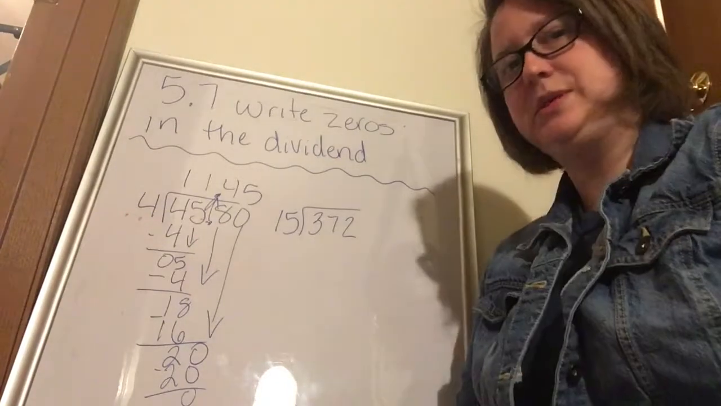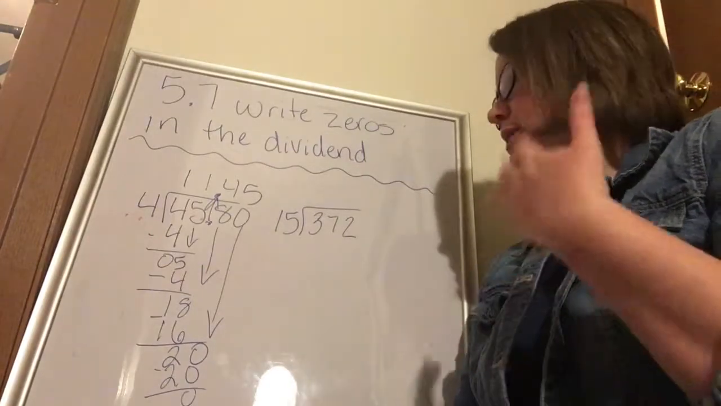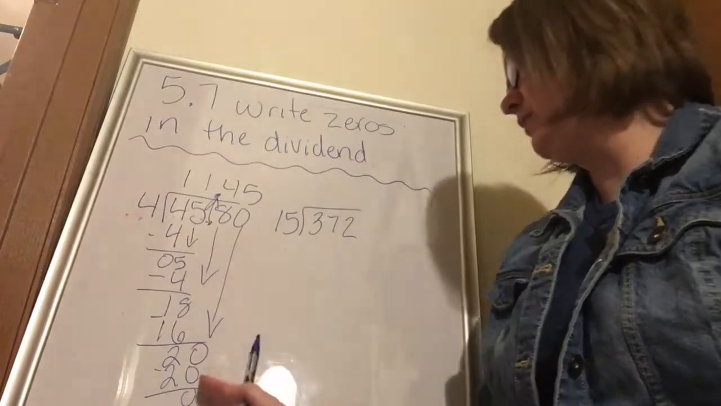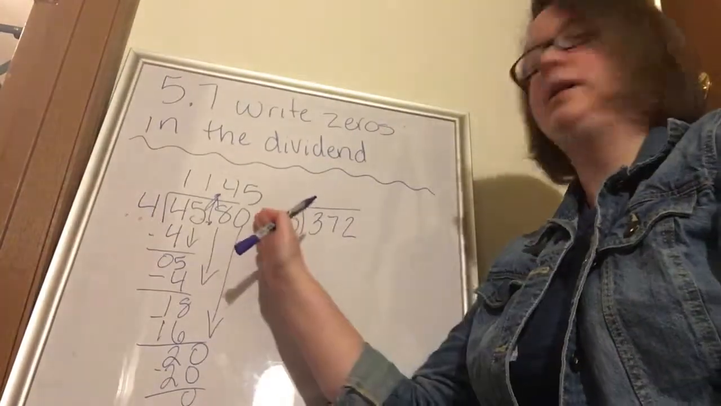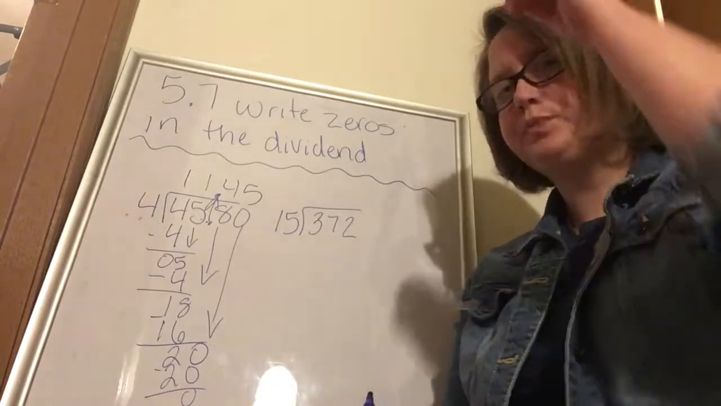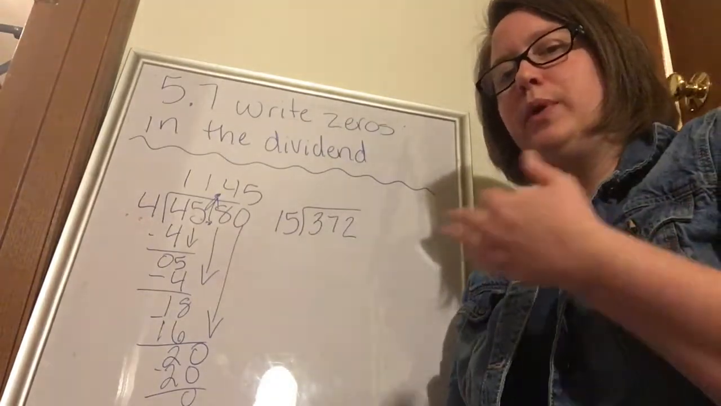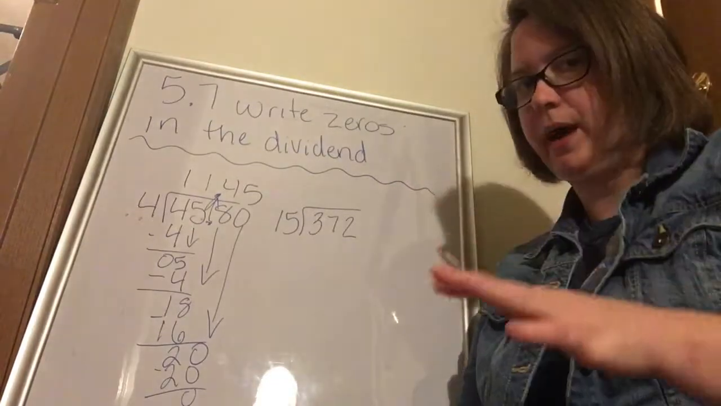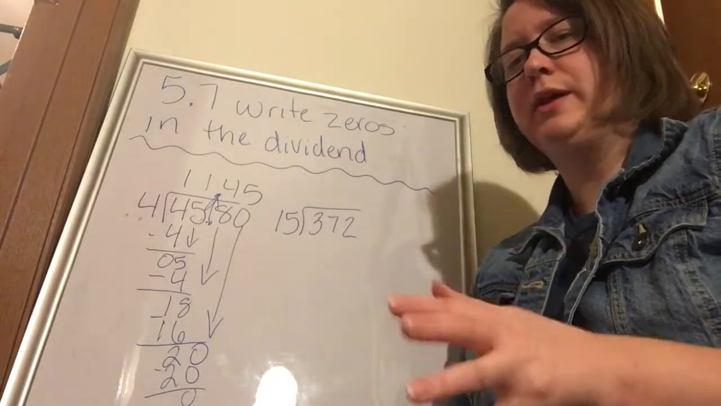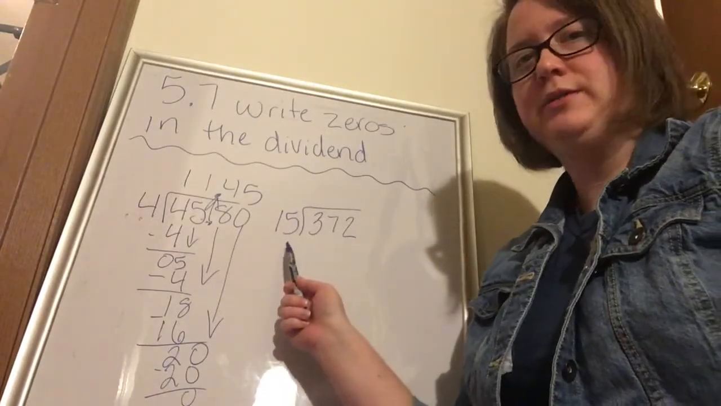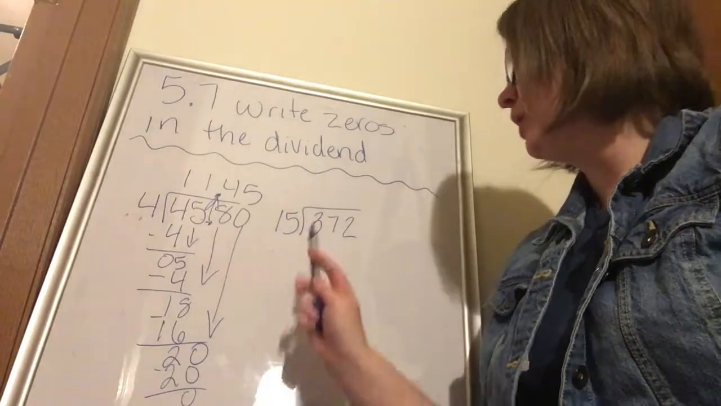So when dealing with decimals, it's pretty straightforward. You just add a 0 until you get zeros down here. So if it didn't work out evenly here, we would add another 0, bring it down, and keep going. Okay? Now, what if we are working with whole numbers? So it's the same concept, but you have to think about it a little bit differently. So let's look at 372 divided by 15.